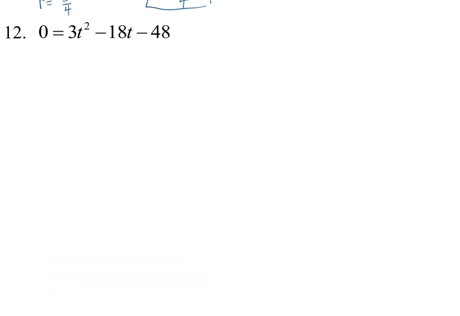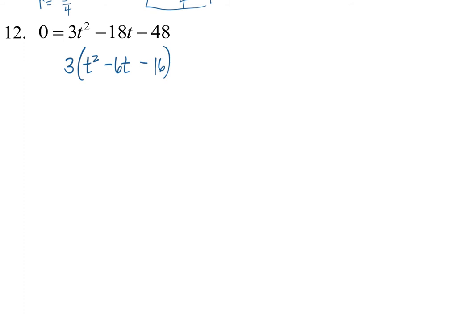On number 12, it's already set equal to 0, so that's a good thing. But now remember, when we're factoring, it's always just a rule of thumb that you need to factor out the GCF first, or at least look for a GCF. And this trinomial looks like it has a GCF of 3. So I'm going to pull a 3 out. And when I divide everything by 3, I'm left with t squared minus 6t minus 16. So I'm looking for the two numbers that multiply to give me negative 16, but that would add to give me a negative 6.